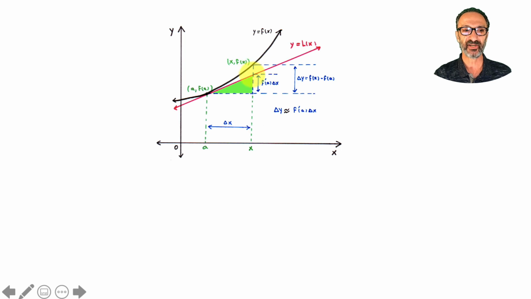If I take this value instead, I'm under approximating the actual value. If the graph is concave down, the tangent will be above. This way, my approximation will be over the actual value. All right. So this is delta y, and this is not delta y, it's called dy. But it has more details right here. It's called f prime of a delta x.